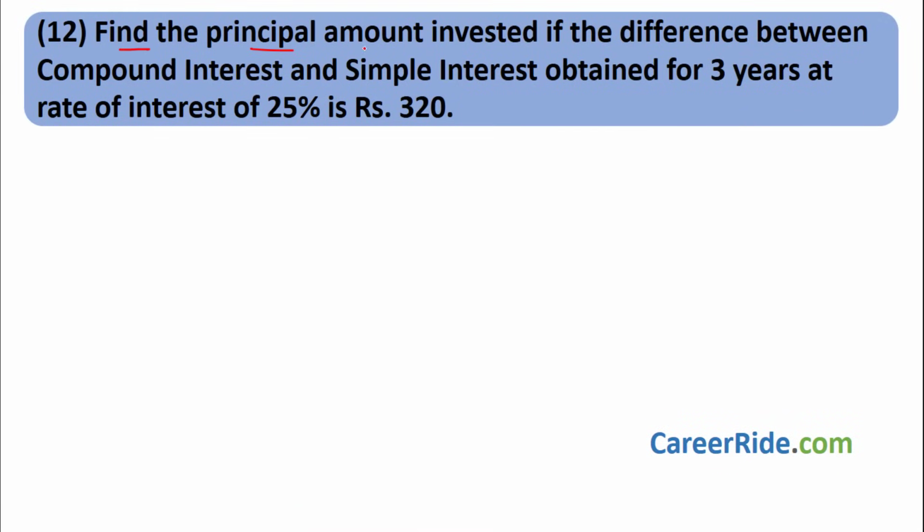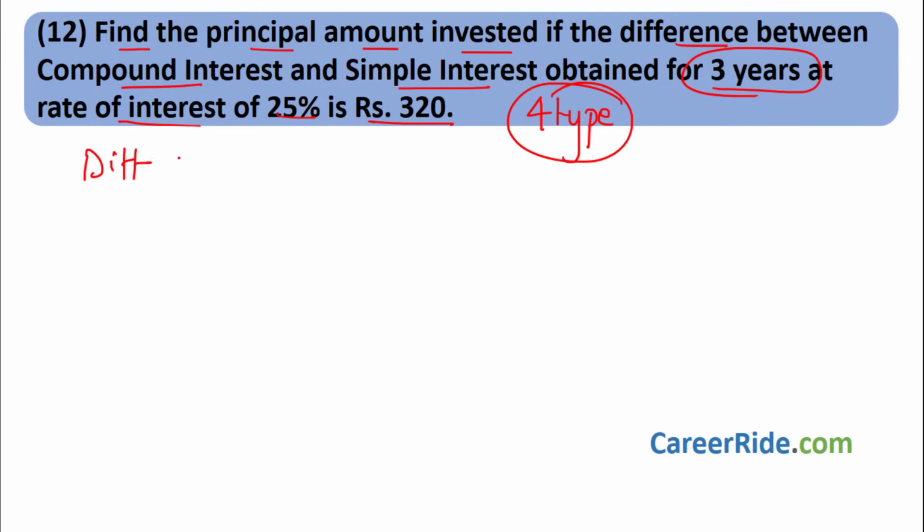Find the principal amount invested if the difference between compound interest and simple interest obtained for 3 years at rate of interest of 25% is rupees 320. Again, this is the 4th type of sum which we saw. If they have given a difference between compound interest and simple interest, then for 3 years, how many years? 3 years.